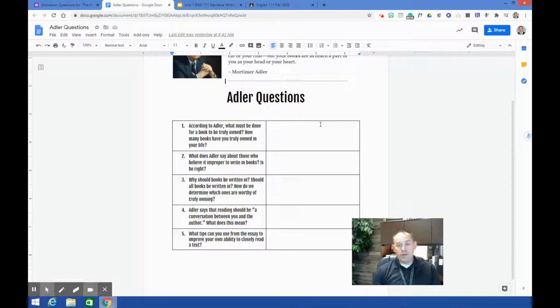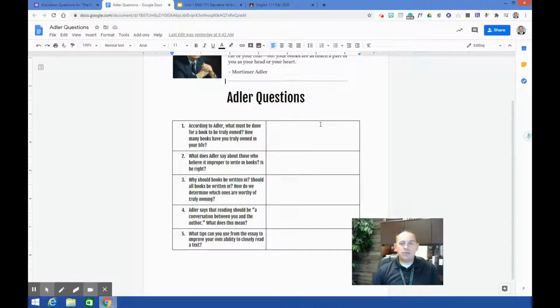Question 3 says, why should books be written in? Should all books be written in, and how do we determine which ones are worthy of truly owning? I think Adler would say every book needs to be written in if it's worthy of your reading, worthy of consumption. I think about books that I've owned that I've read multiple times. Most of those books are heavily annotated, and they're worthy of truly owning if they're that good that you reread them.